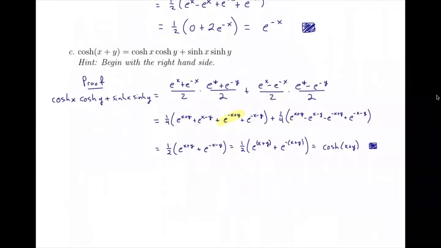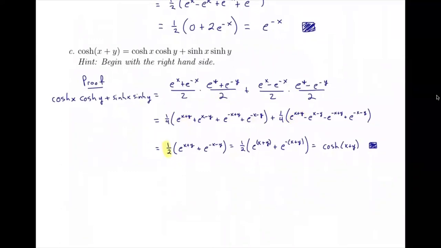This term and this term add to 0. And the last term, e to the negative x minus y plus e to the negative x minus y, adds to be 2e to the negative x minus y. So I have 2 of these, and I have 2 of these, and there's a 1/4 on the outside. So 2 cancels with 1/4 to be 1/2 times those values.